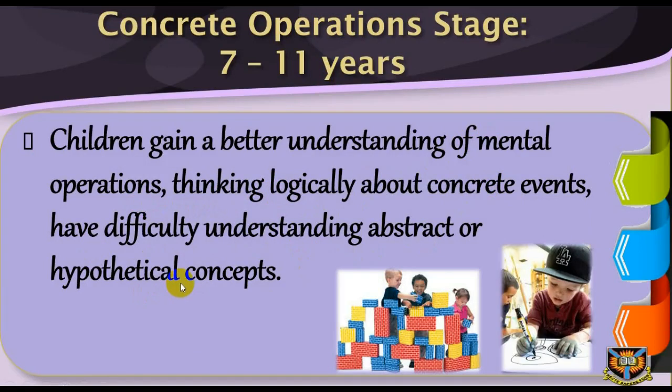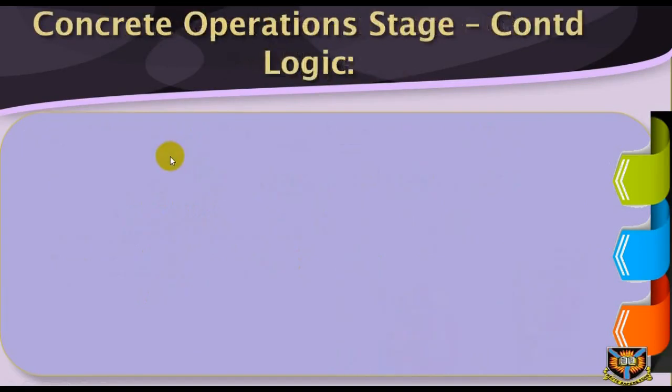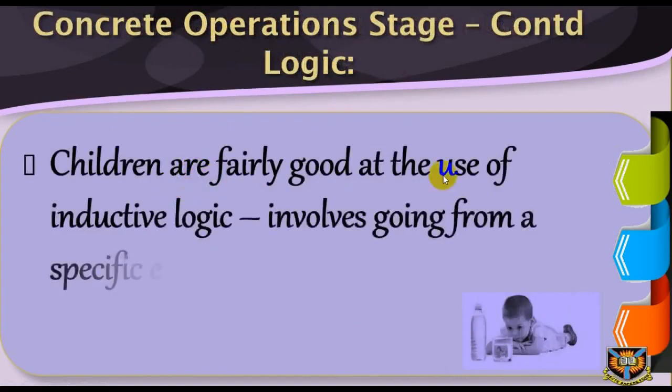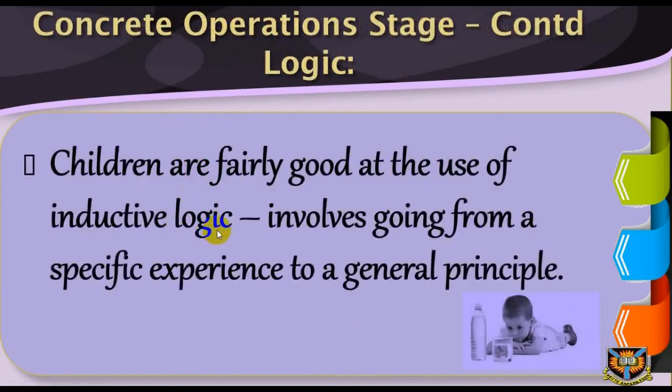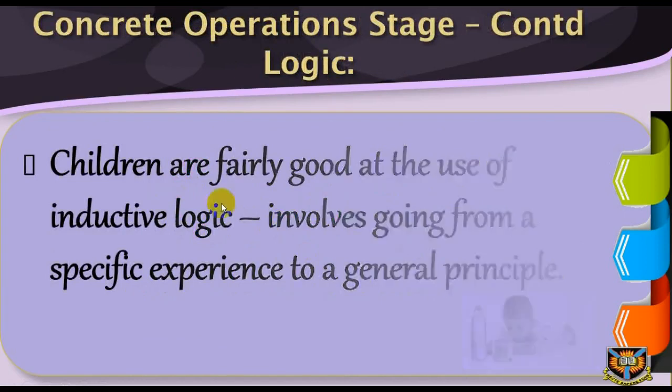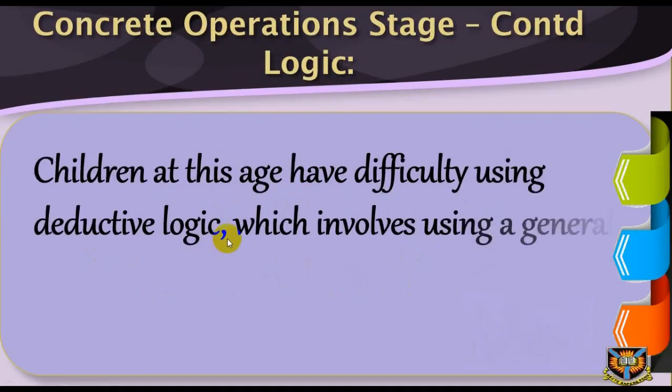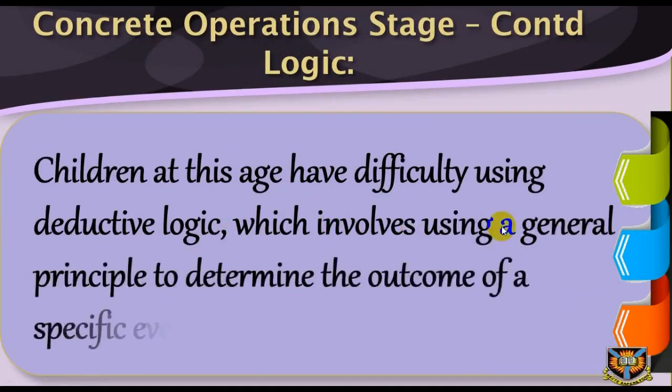Logic. Piaget determined that children in the concrete operational stage were fairly good at the use of inductive logic. Inductive logic involves going from a specific experience to a general principle. On the other hand, children at this stage have difficulty using deductive logic, which involves using a general principle to determine the outcome of a specific event.